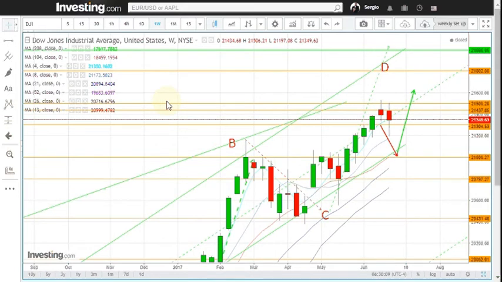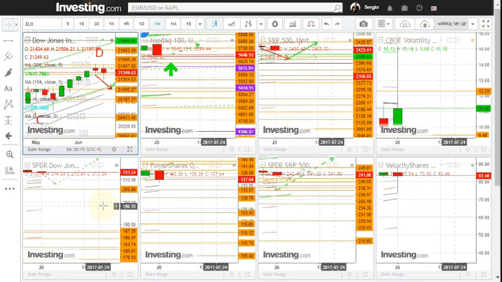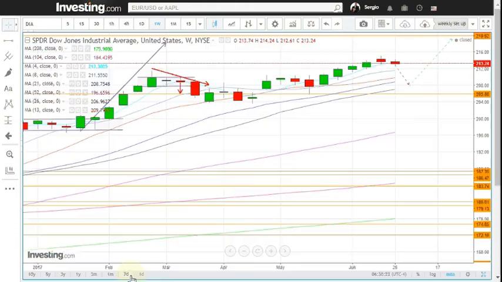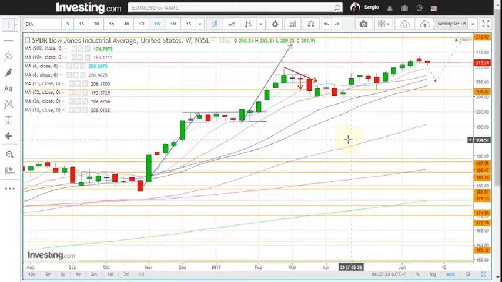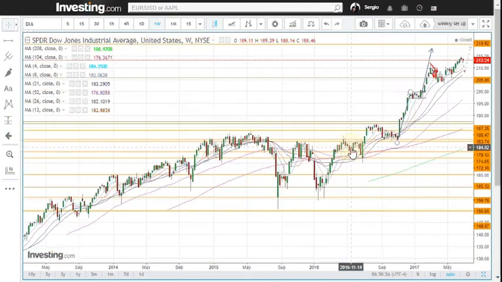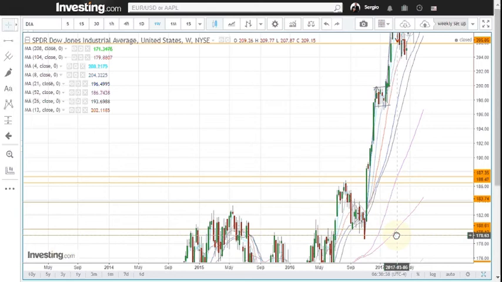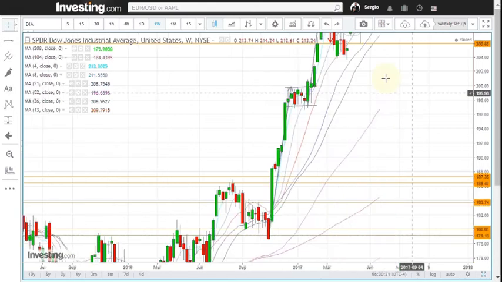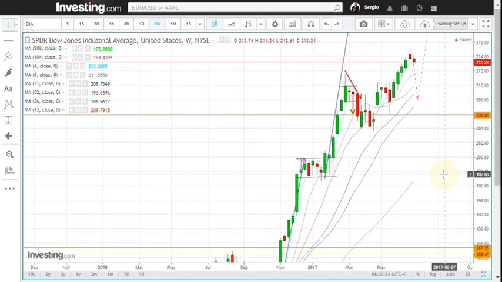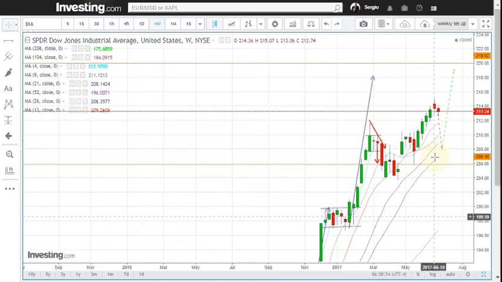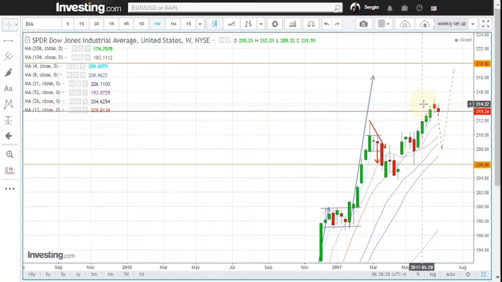Okay, now let's follow over here. What do we have? Over here we have the diamonds, exactly the same thing. That's the Dow Jones Industrial Average ETF. And over here, what do we have? You see a rejection over here at the resistance of 215.